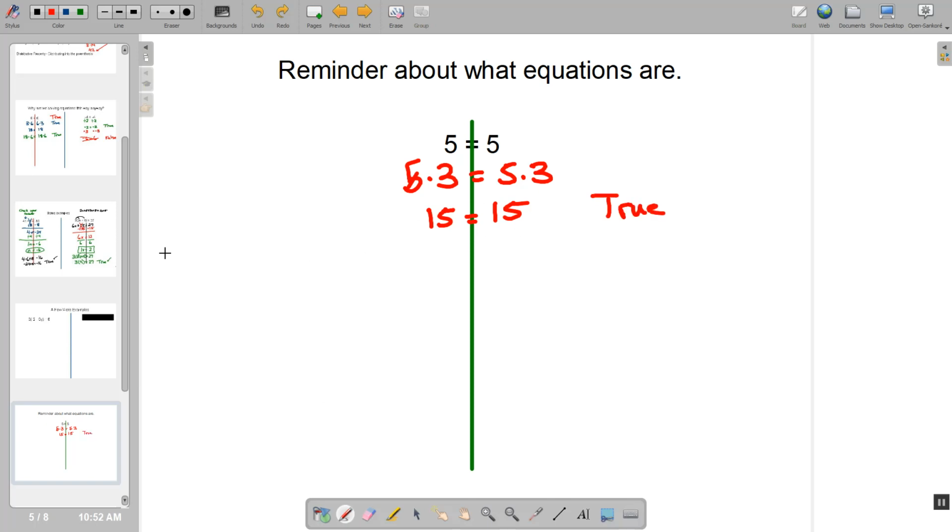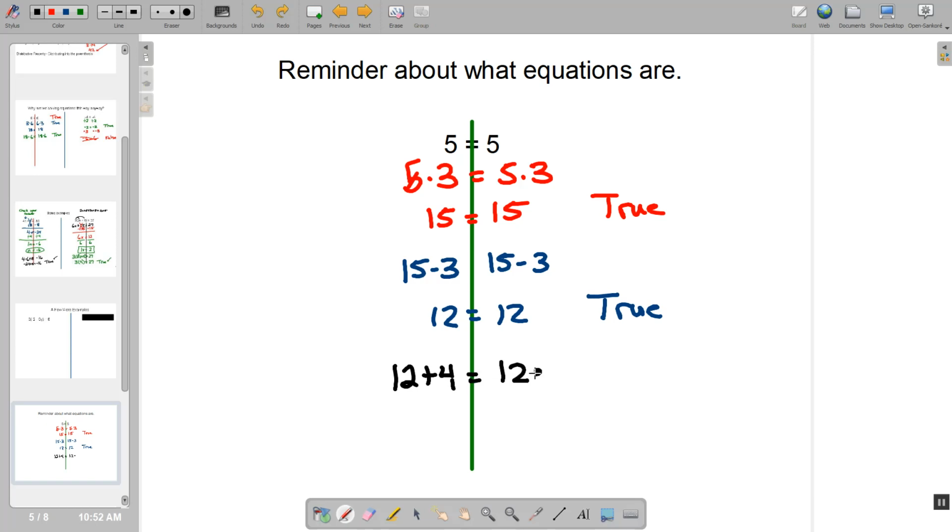If I then take this problem and let's say I subtract 3 from both sides, as long as I use the commutative property and remember that I can't flip the order on subtraction, I still have 12 is equal to 12, which is still a true statement. But if I do something different to each side of the equal sign, let's say I add 4 to the left side, and on the right side I multiply by 4, I get 16 is equal to 48, which is a false statement, and therefore my solution to this problem would not work.